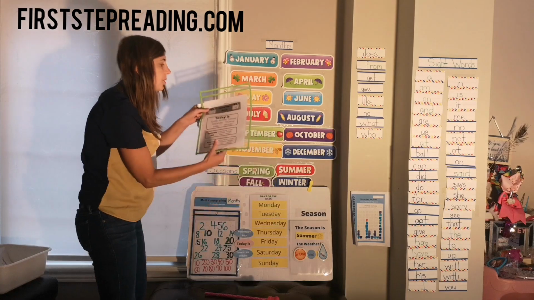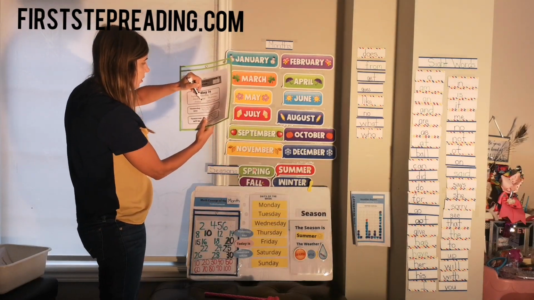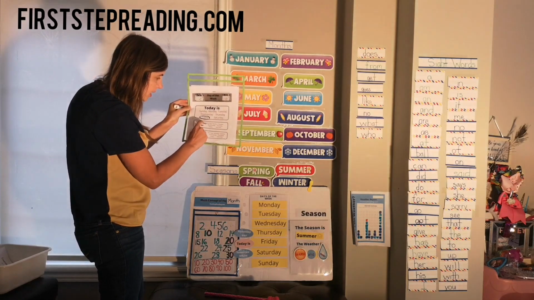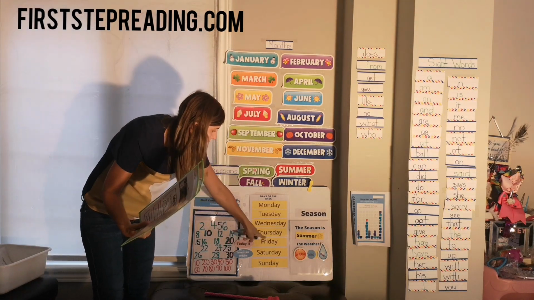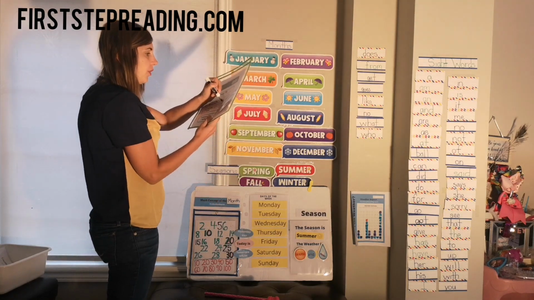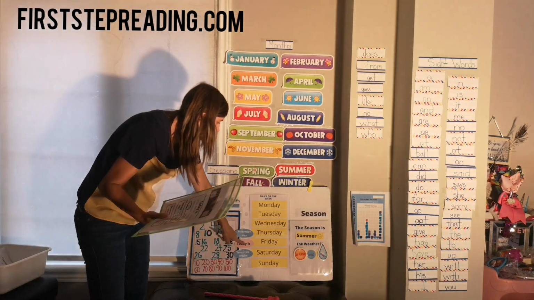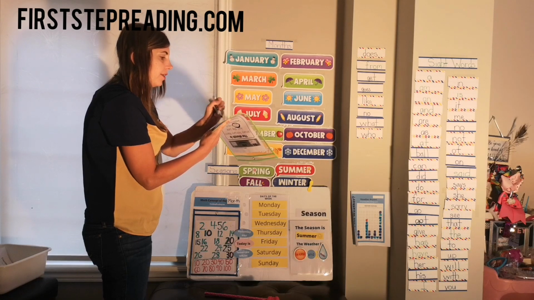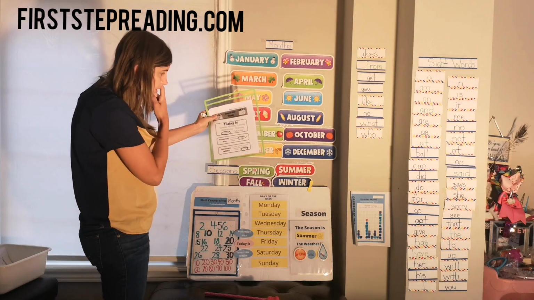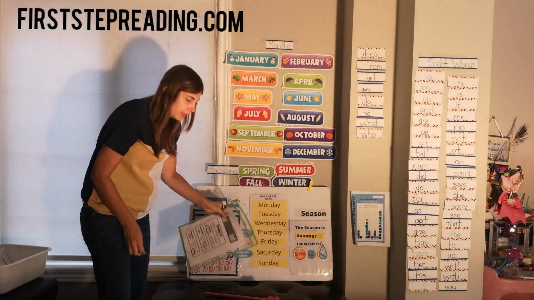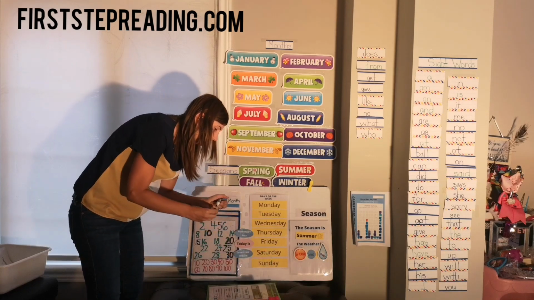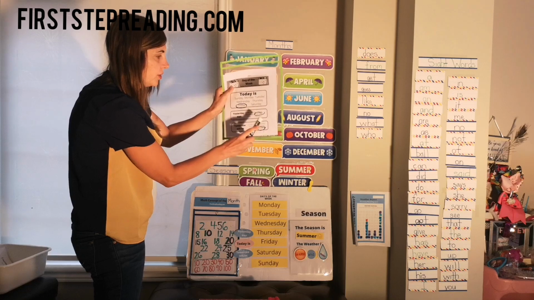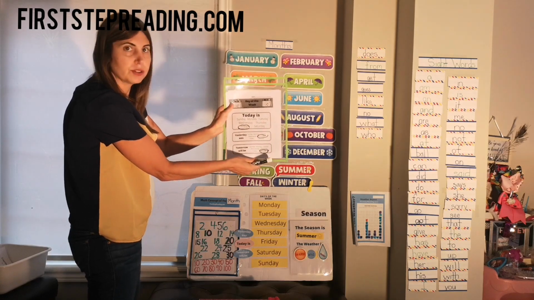So on my paper it says today is. So I circle Friday. And then the next thing says yesterday was. Yesterday was Thursday. And if today's Friday, tomorrow's going to be Saturday. Because that's the order of our week. Okay? So we have Friday, Thursday, Saturday. Those are the answers for this paper.